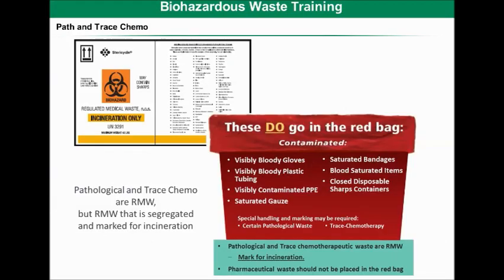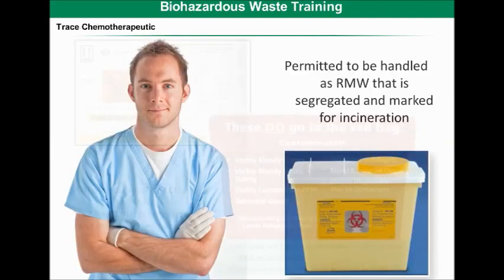As mentioned previously, both pathological waste and trace chemo waste are considered to be regulated medical waste that is individually segregated and marked for incineration. Neither of them is placed in the usual red bag waste. Trace chemotherapeutic waste. Trace chemo is collected in color-coded yellow containers. What we mean by trace chemo are such things as chemo containers, IV tubing, syringes, and so forth that are empty or in which only a trace amount of material remains.